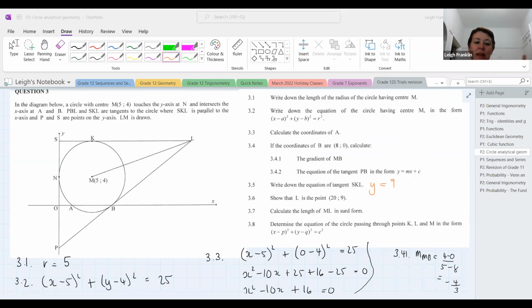Right, so he knows that the length of the radius is 5 units. So he knows that from M to K, vertically, straight up, he's got to go 5 units up. So if he's sitting at 4, then he's got to add 5 in order to get to 9. All right, so it's the y coordinate here.